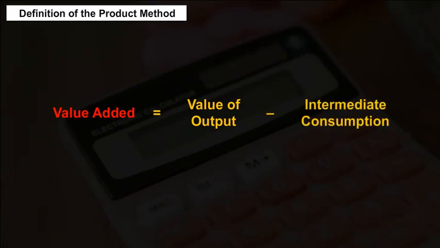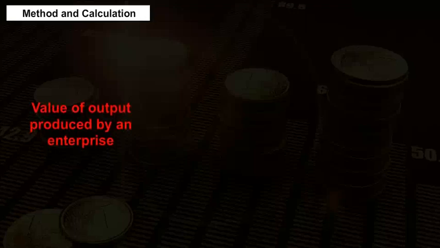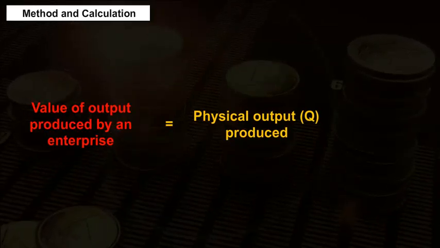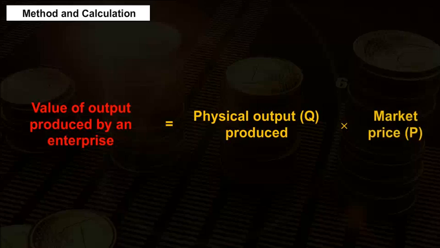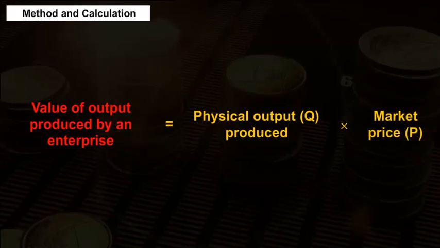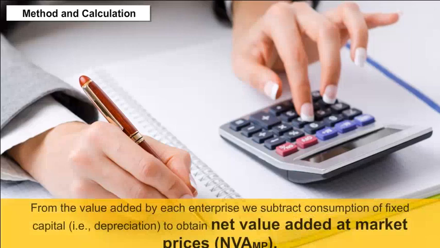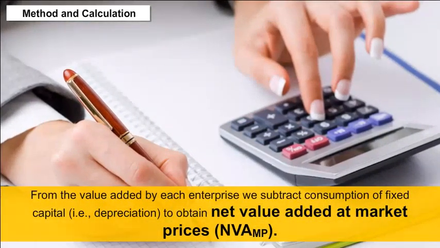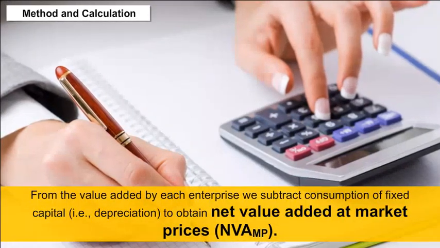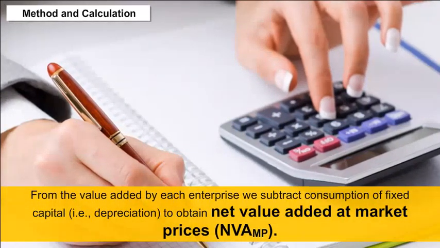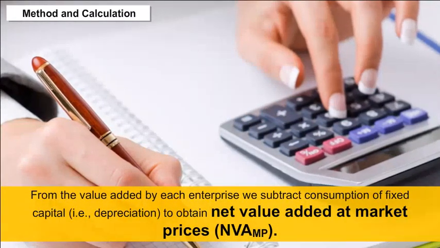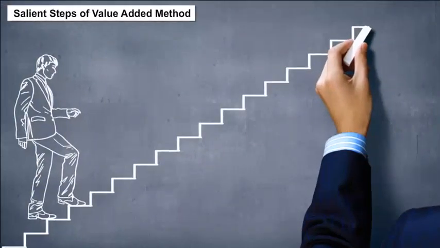Method and calculation. Value of output produced by an enterprise is equal to physical output, Q, produced multiplied by the market price, P, that is, P multiplied by Q. From the value added by each enterprise, we subtract consumption of fixed capital, that is, depreciation, to obtain net value added at market prices, NVA-MP.